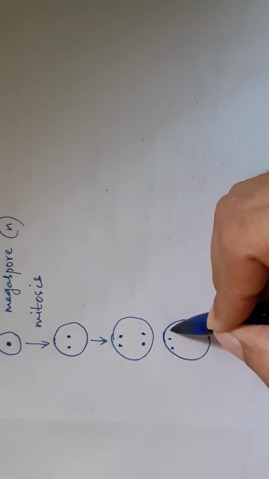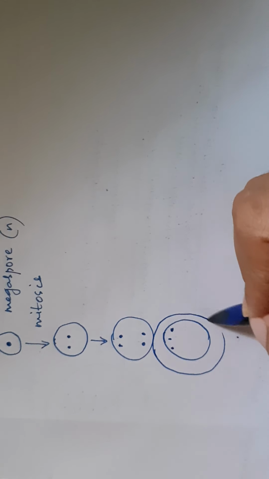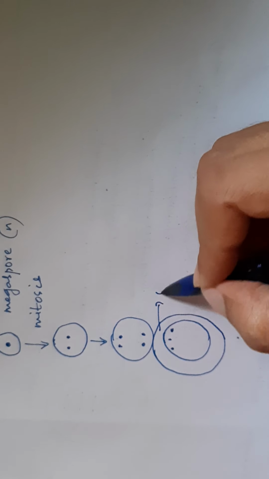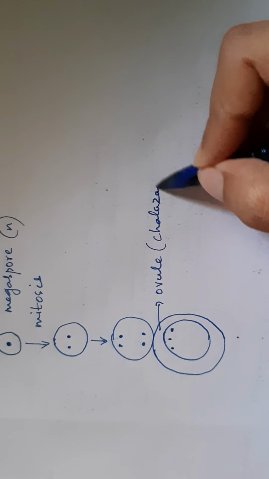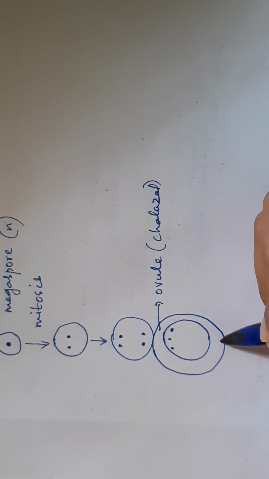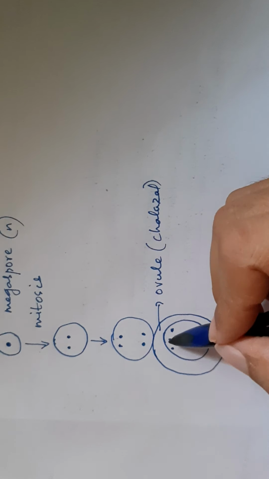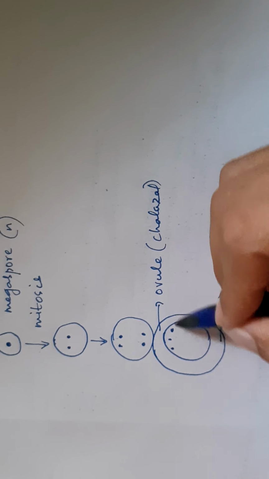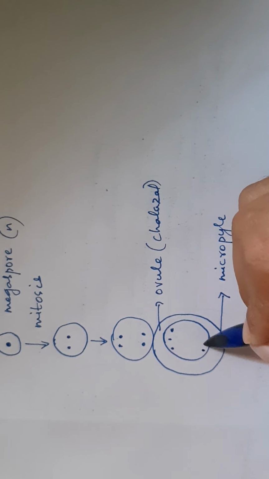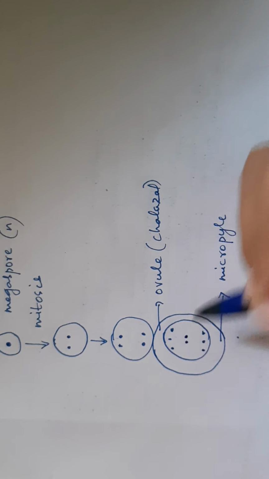3 nuclei will be formed at the chalazal end of the ovule. Now this is the ovule. This is the chalazal end. And if this is the other pole of the ovule, this is the micropylar end of the ovule. So three of the nuclei will form at the chalazal end, and another 3 nuclei will form at the micropylar end. The remaining 2 nuclei will be found in the center.